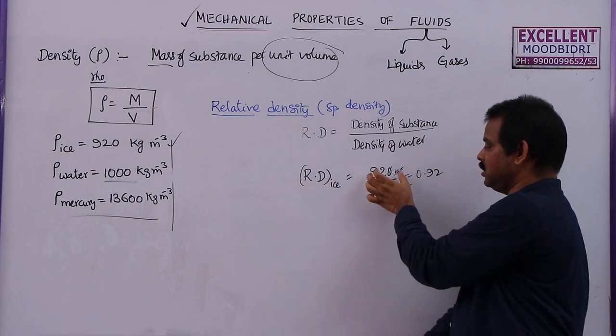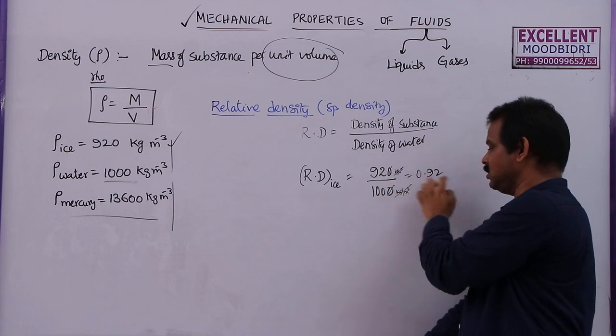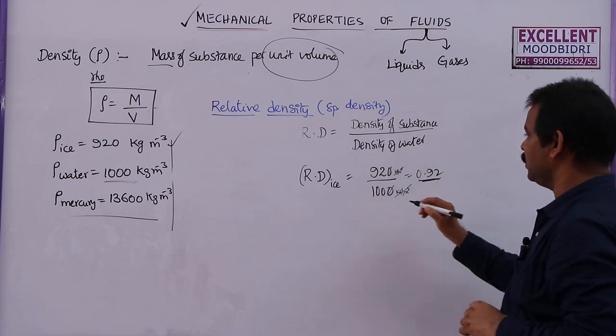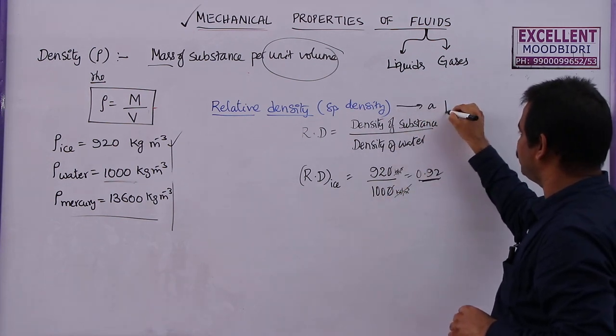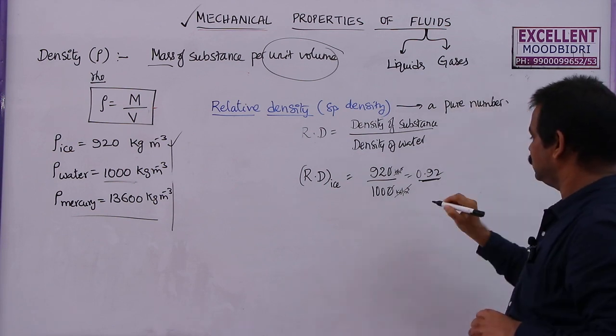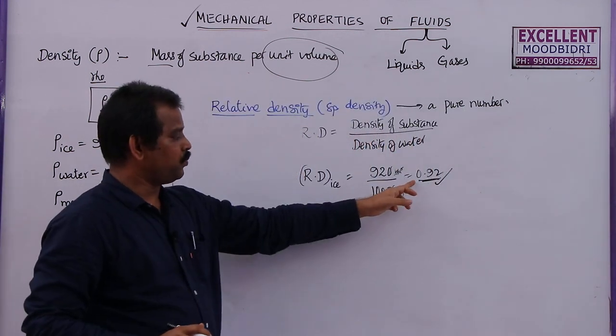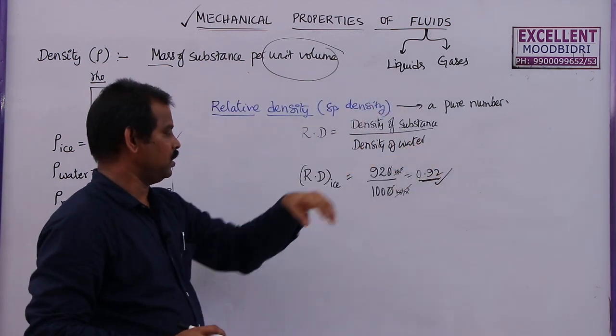So relative density is 920 kg per meter cube divided by 1000 kg per meter cube. Kg per meter cube can cancel. So this is a pure number only. So relative density is a pure number. So what is the meaning of this one? The density of ice is 0.92 times the density of water.